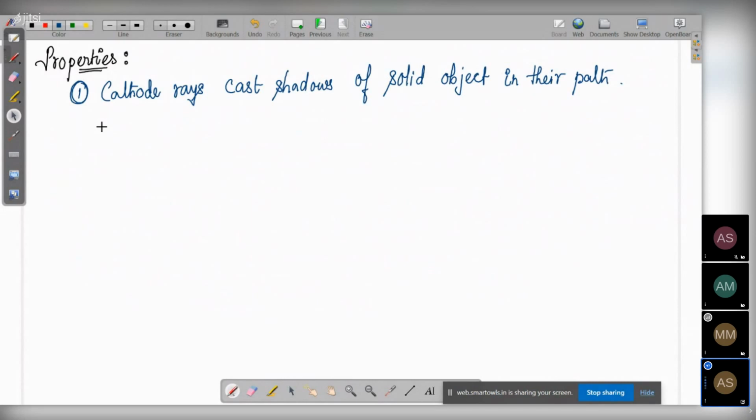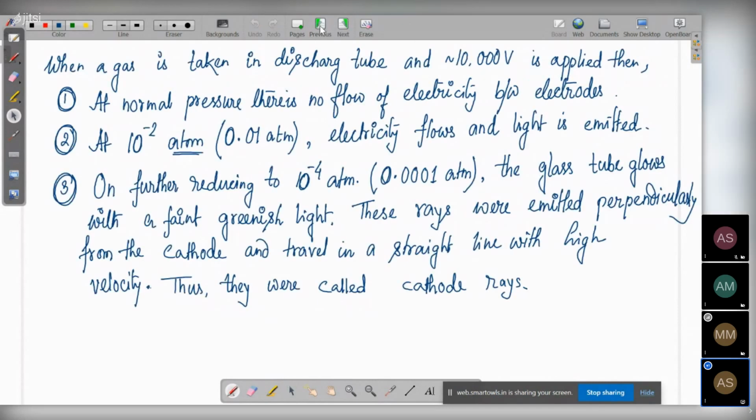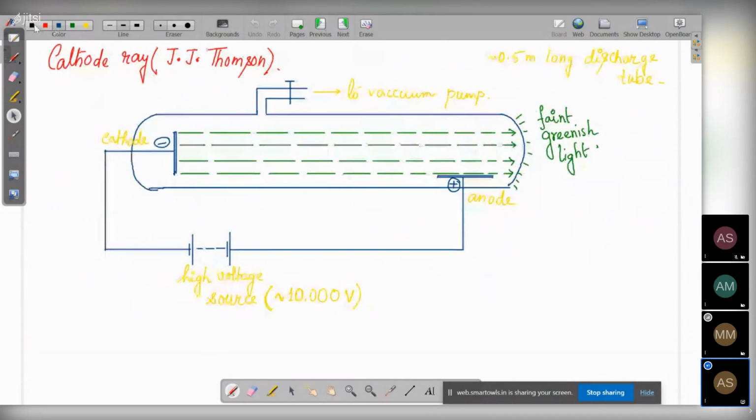Now see the next point. The next experiment that he further did was he placed a small wheel, a turbine-like system, suppose like this. The small wheel was placed in this way.